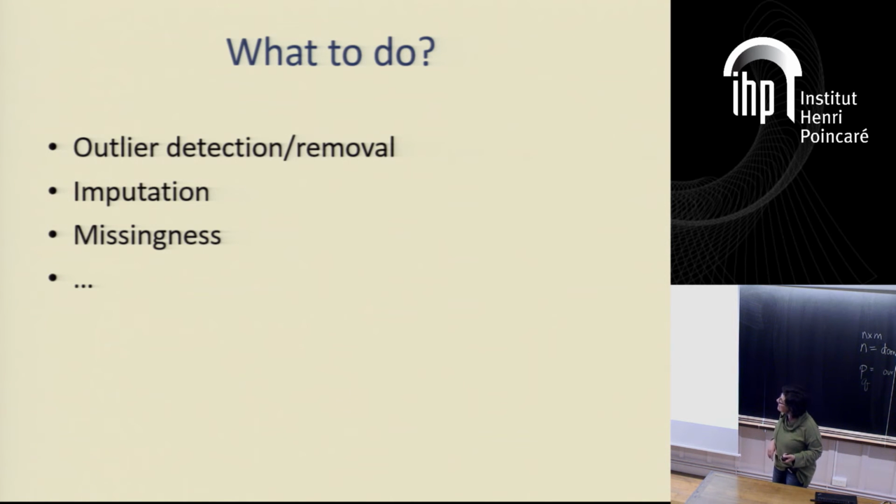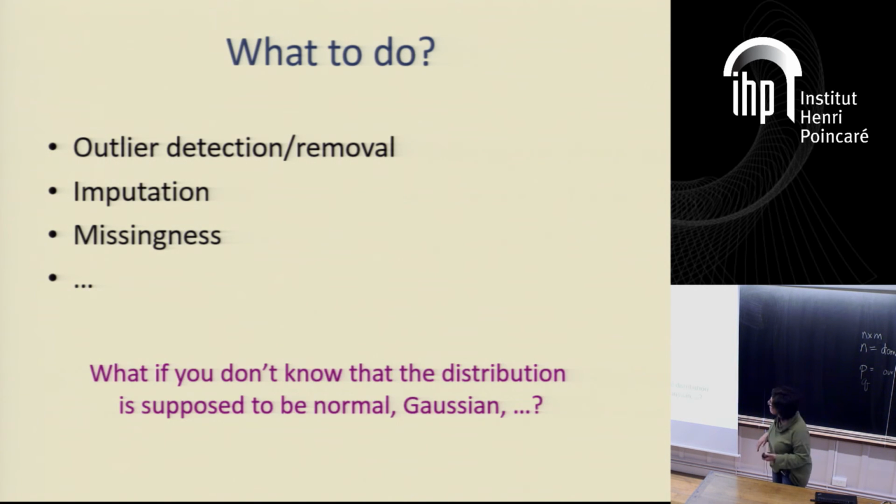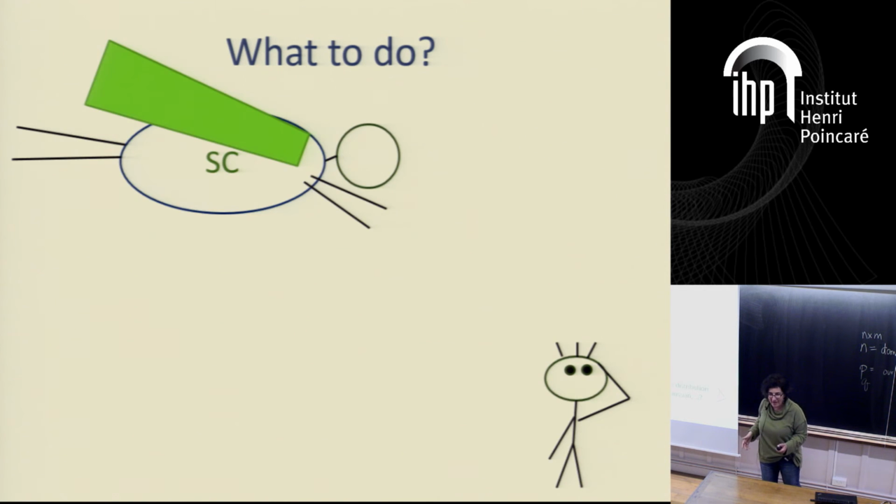So what's correct? Well, there's a lot of work out there on what to do with wrong data and missing data: imputation, missingness, outlier detection, removal. There's a bunch of things. And a lot of it assumes somehow that the distribution started out as being normal or Gaussian, or something. There was some assumption on the data, and now we're going to fix it based on these assumptions. But what if you don't have these assumptions?